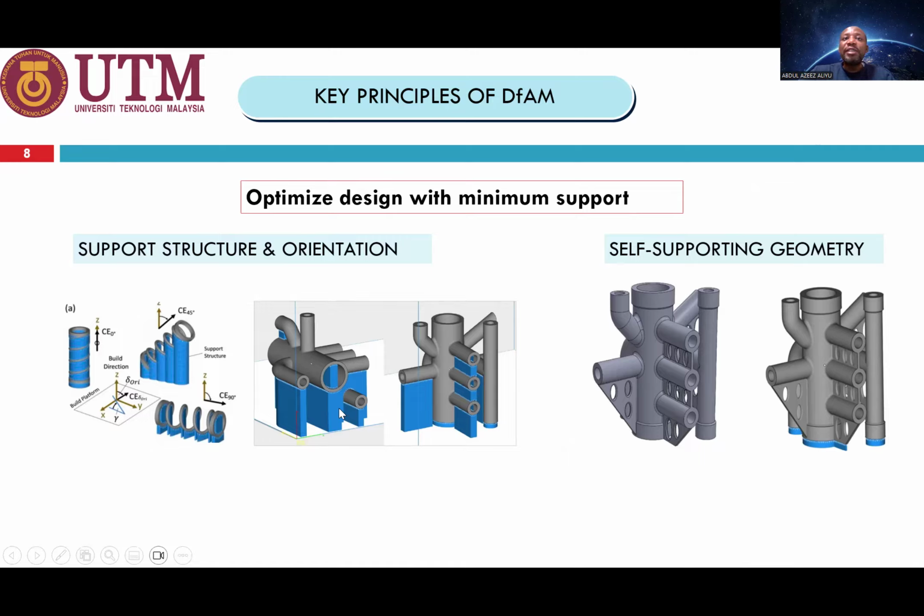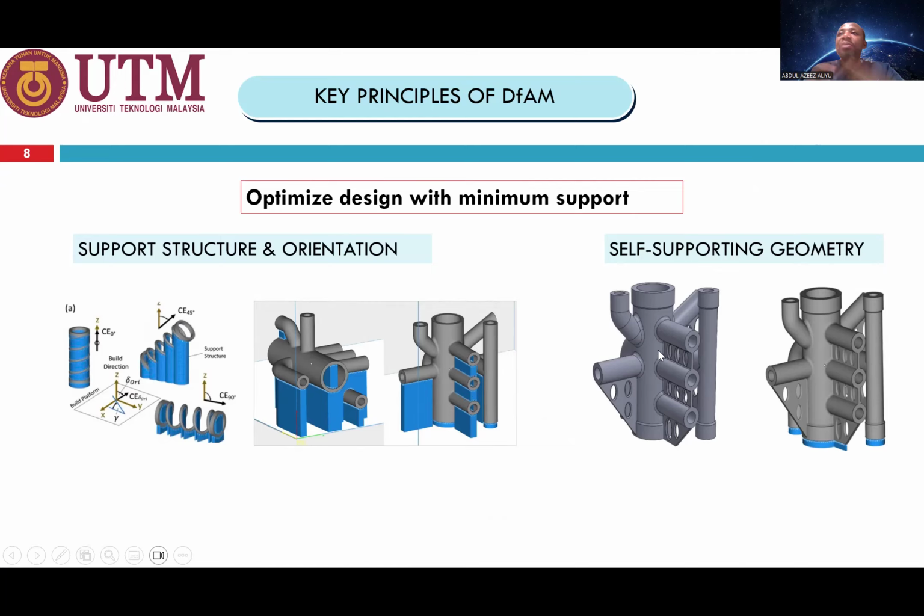The same goes for these components. If it is horizontally produced, then you need this amount of support. If it is vertically produced, you need this amount of support. However, research is ongoing on how to eliminate the support, to produce a component without support. For this reason, self-supporting geometry arises.